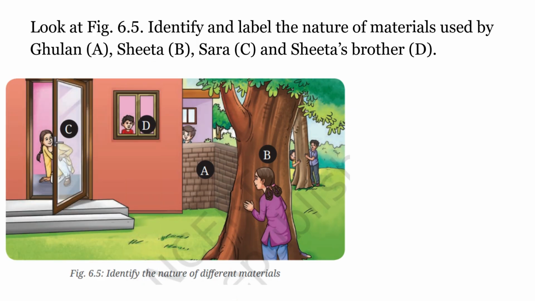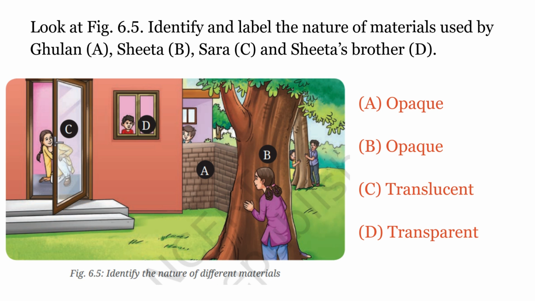Now look at figure 6.5. Identify and label the nature of materials used by Ghulan, Sheeta, Sara and Sheeta's brother. So Ghulan hides behind a wall, and since a wall does not allow us to see through it, we call it opaque. Sheeta hides behind a big tree, and as wood does not let light pass through, it is also opaque. Sara hides behind a frosted glass door, which allows only some light to pass, so it is translucent.